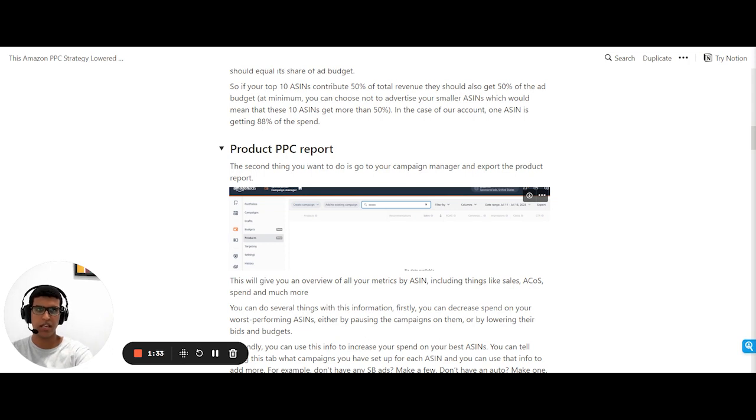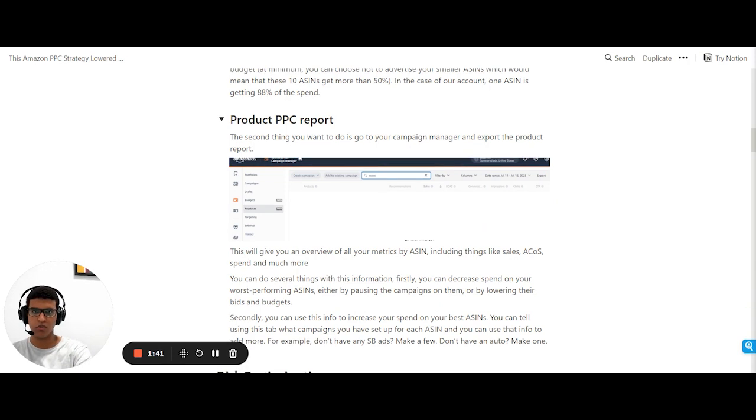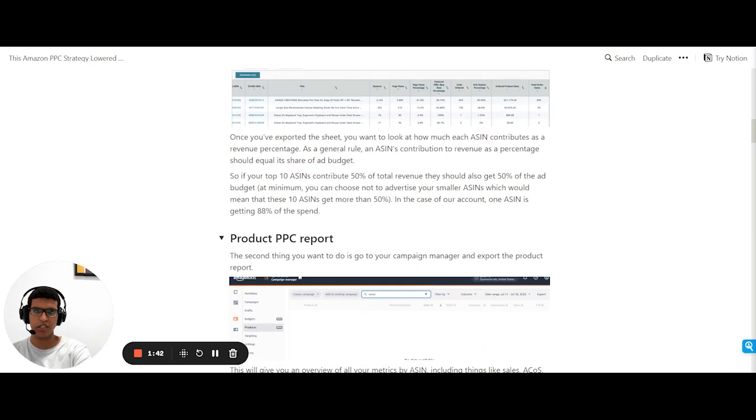We were spending, I believe, around $48,000 per month on just this ASIN, whereas the total account used to spend only $28,000 per month. This was one of the most impactful strategies. I'd say 50 to 60% of our results were because of this.